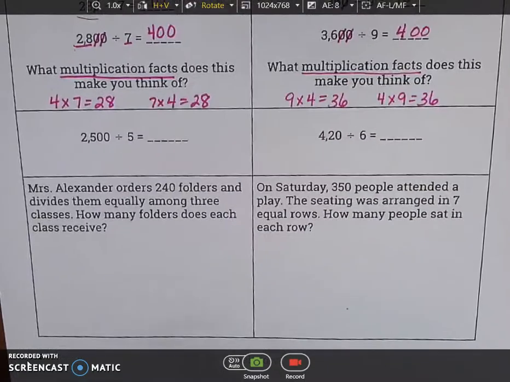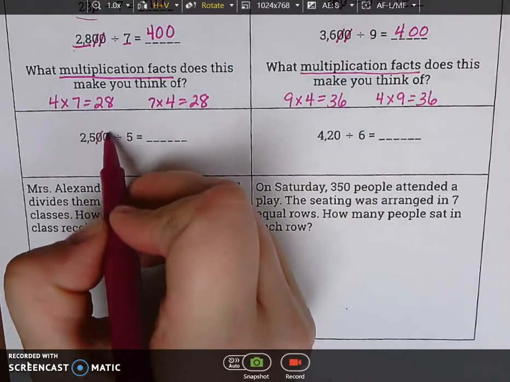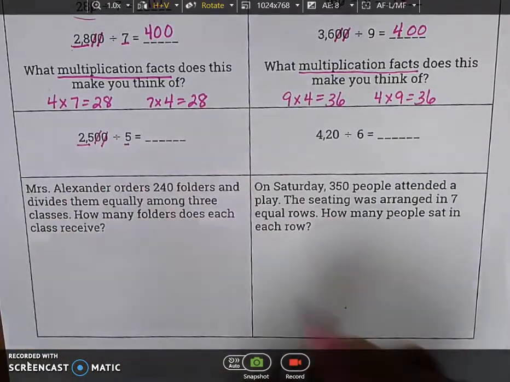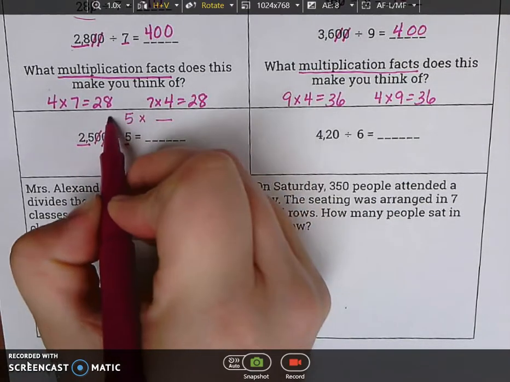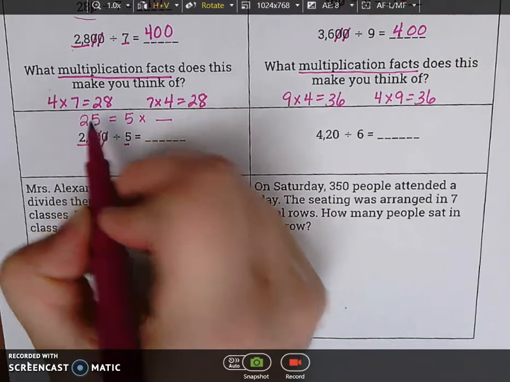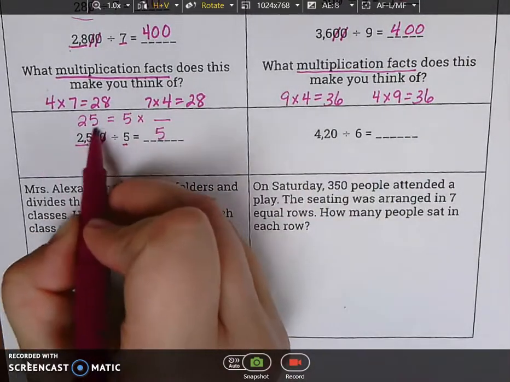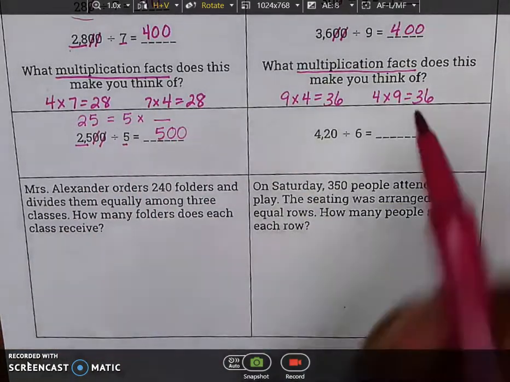Alright, let's look at another example here. 2,500 divided by 5. So cancel out those two zeros and I've got 25 divided by 5. So I'm thinking, what number times 5 equals 25? And that number here should be 5. Don't forget to add those two zeros back on. My answer would be 500.